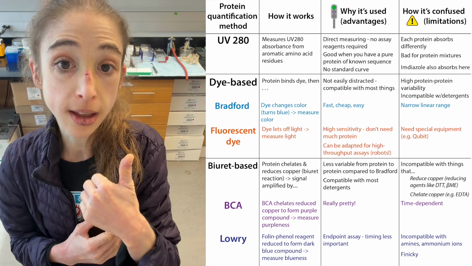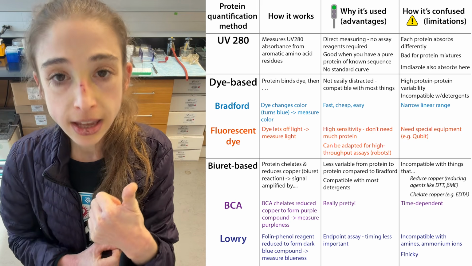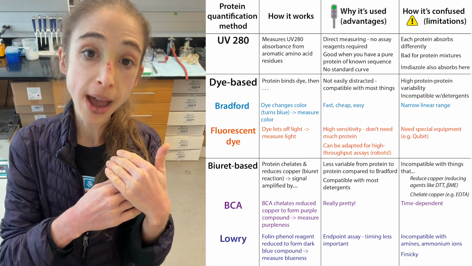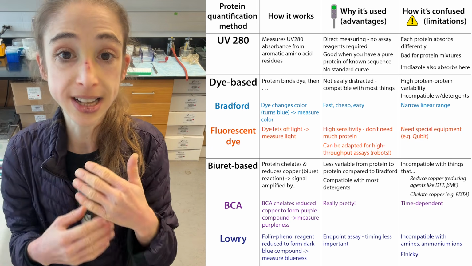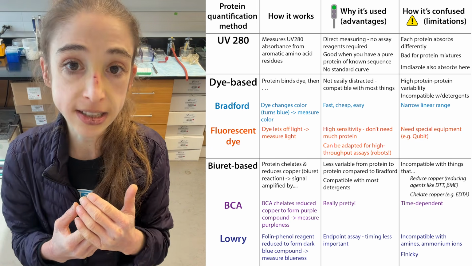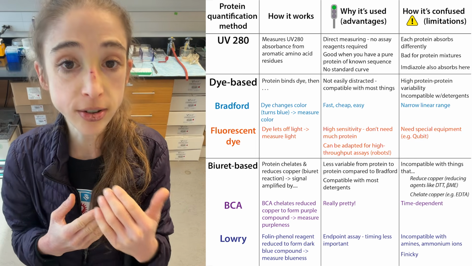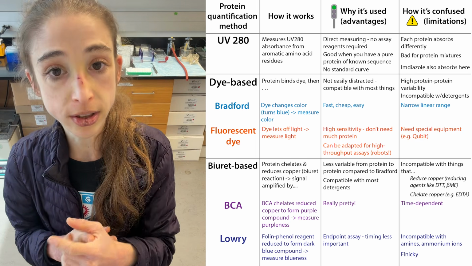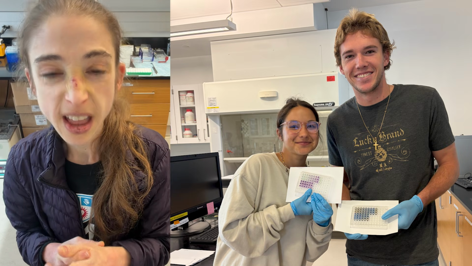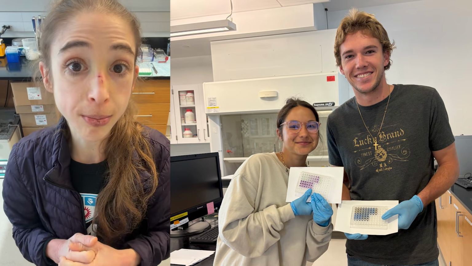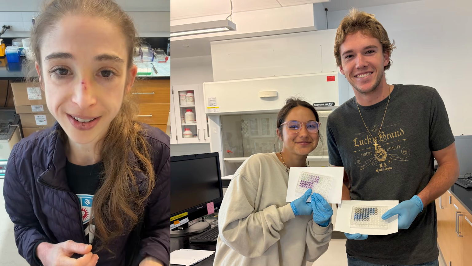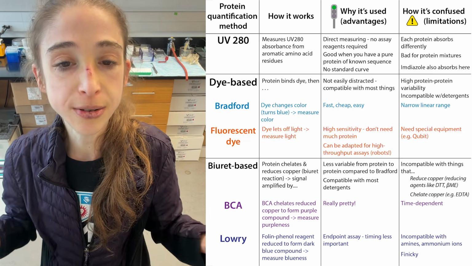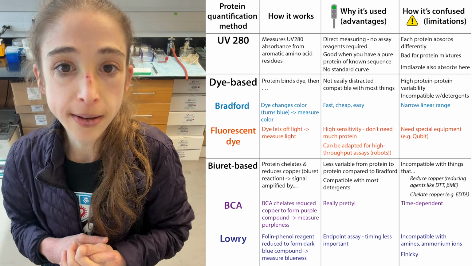With the Biuret-based methods, you're going to be based on the backbone instead of the side chain, so there's less variability between proteins, but it's incompatible with reducing agents without prior pretreatment, but it is compatible with those detergents. It does take a little bit of a while though, but the BCA one turns purple. And finally, the quickest, easiest is just UV280.